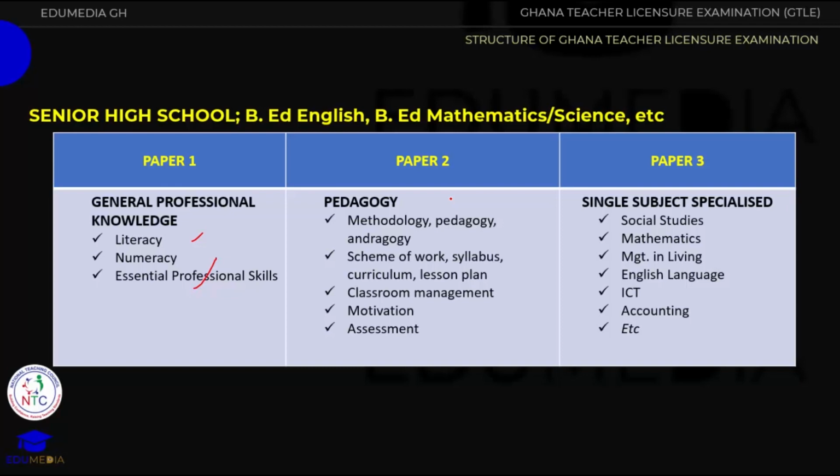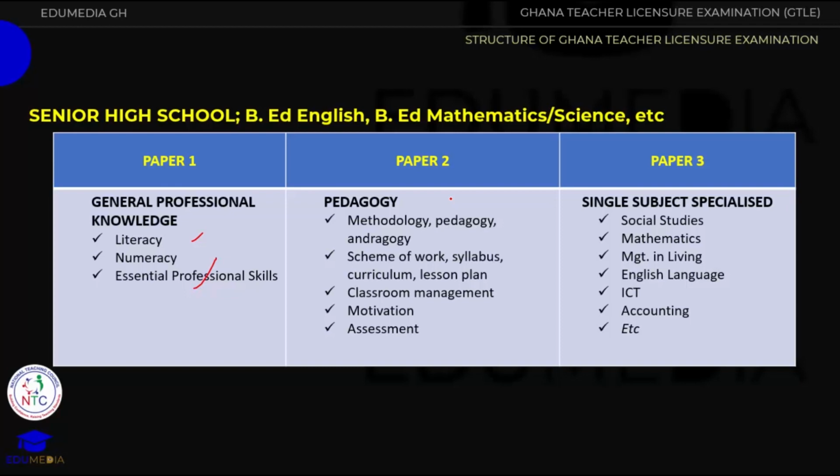So pedagogies such as the methodologies that you're going to be using for teaching, pedagogy, and then the andragogy. You're going to be looking at methods like project-based learning, problem-based learning. You're going to be looking at things like lecture-based instruction and how you're going to use them to achieve your objectives. You're going to be looking at scheme of work, syllabus, curriculum. You're also going to look at classroom management and how to effectively manage the classroom, motivation in classroom and how to enforce it in the classroom, and then assessment at this senior high school level. How do you do assessment and the importance of assessment at senior high level.